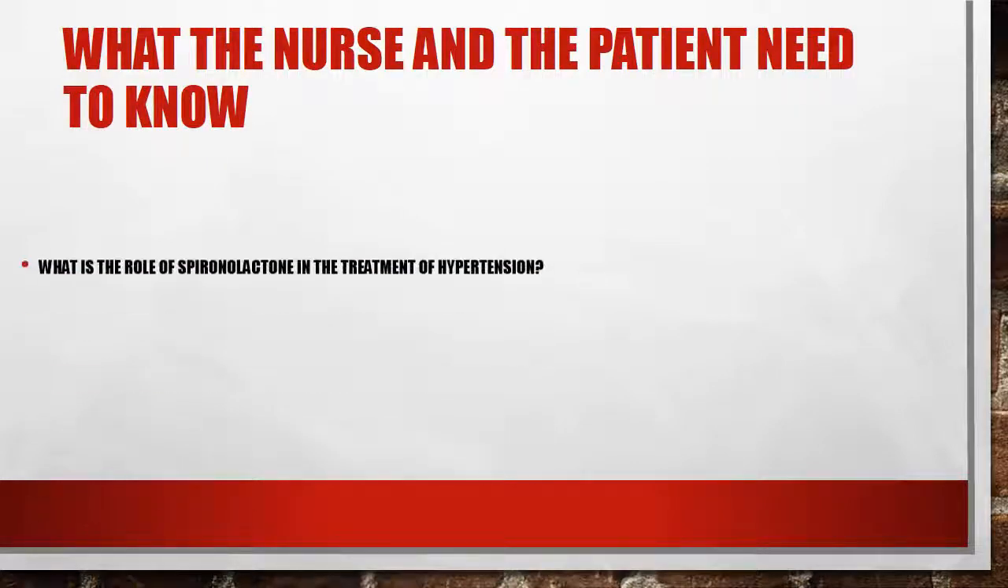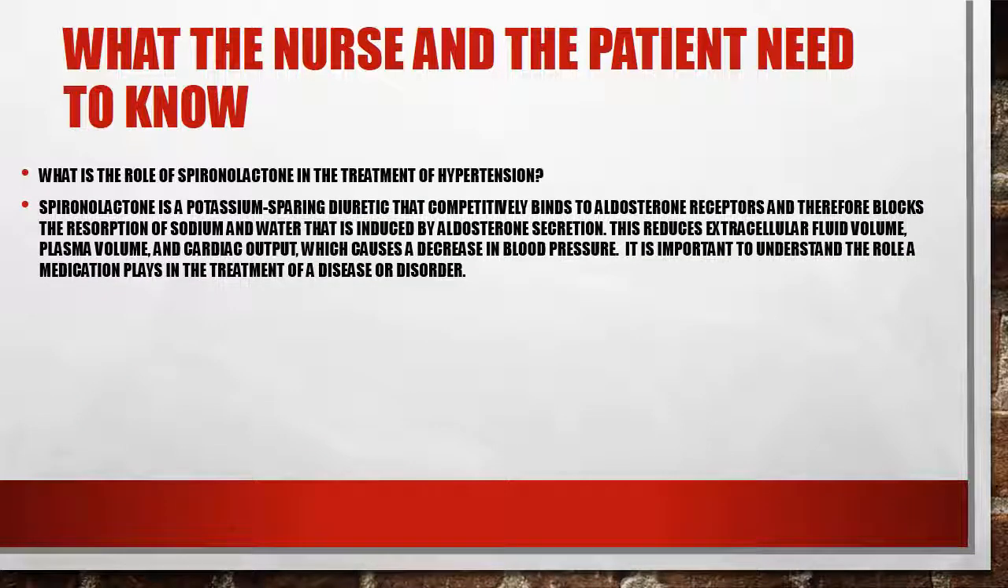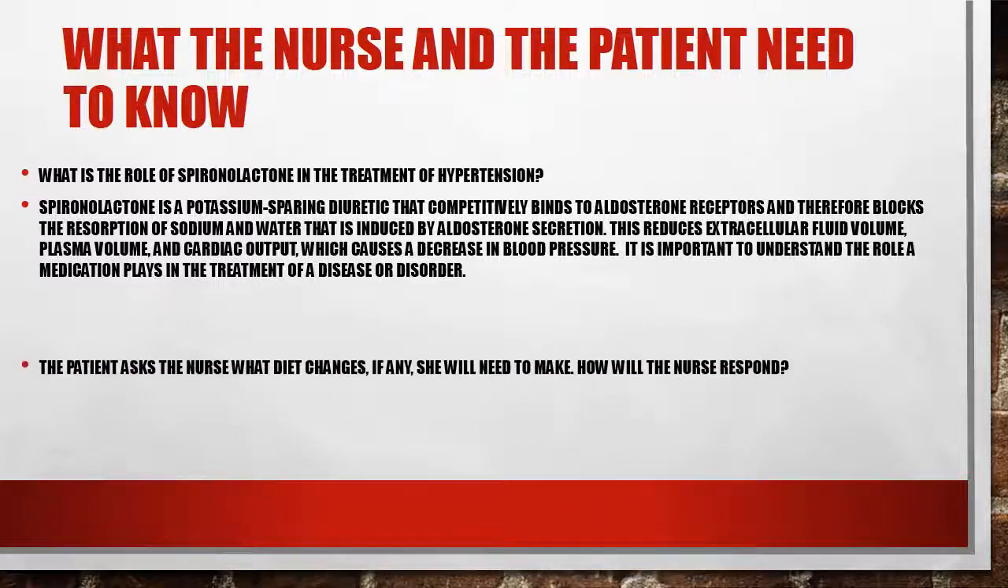What the nurse and the patient need to know. What is the role of spironolactone in the treatment of hypertension? It's a potassium-sparing diuretic that binds to aldosterone receptors and therefore blocks the reabsorption of sodium and water. And it's important to understand how the medication treats disease.